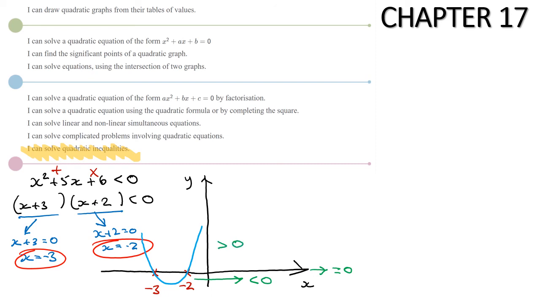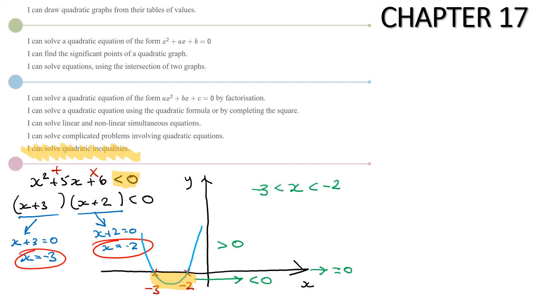Now because this equation here says solve it for less than 0, this is the bit of the graph that I want. Now when is this graph less than 0? When the x value is less than negative 2 and greater than negative 3.